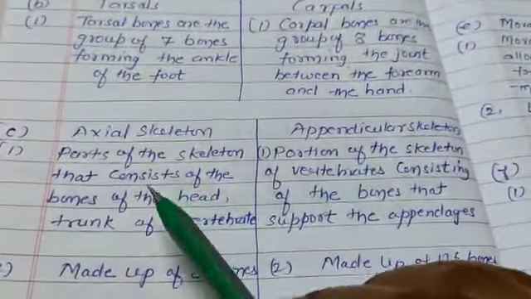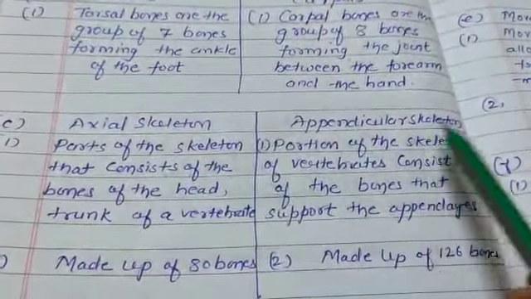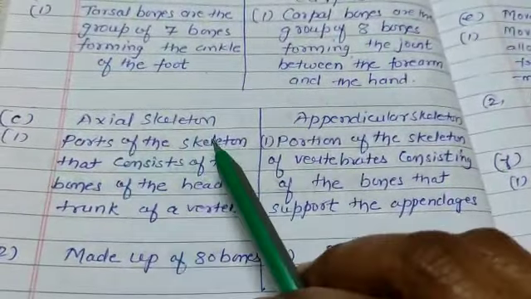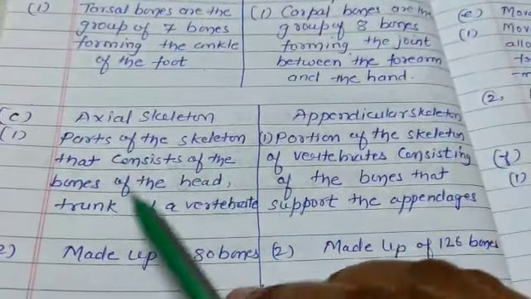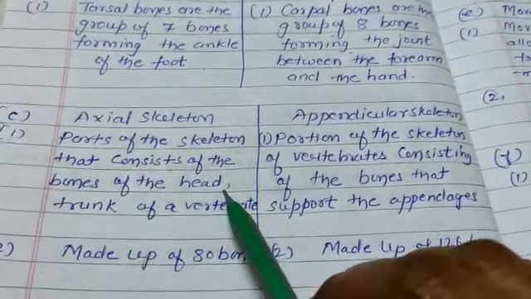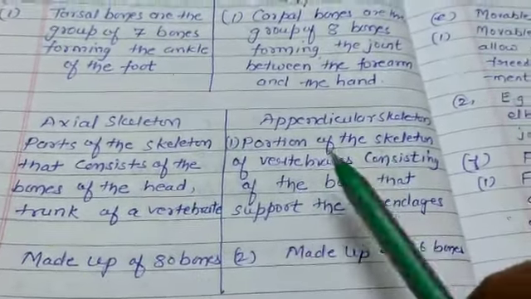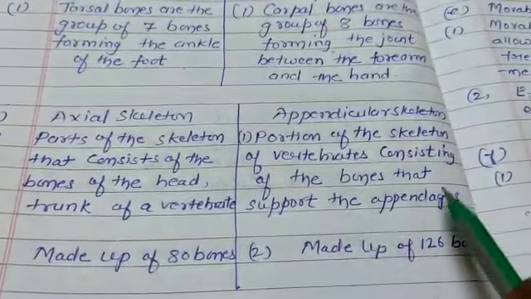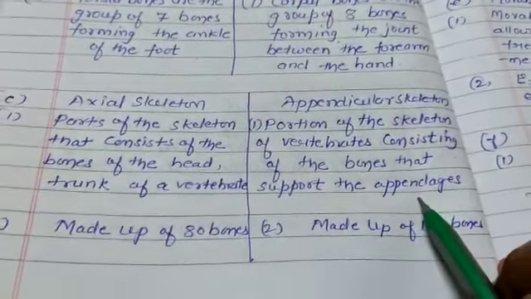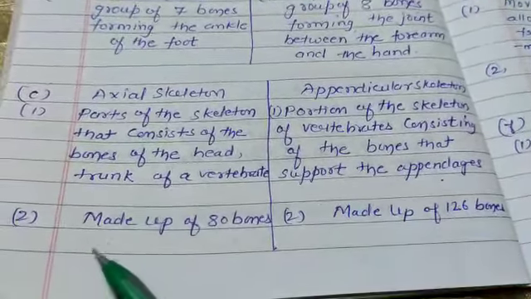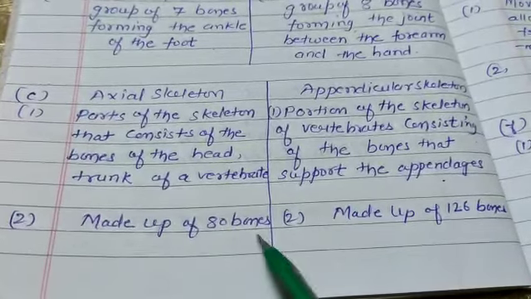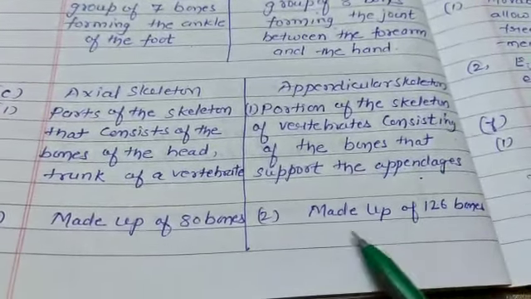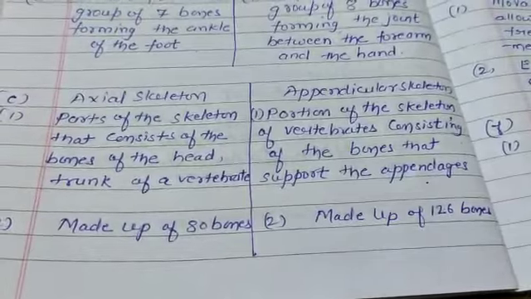Then axial skeleton, appendicular skeleton. Axial skeleton में हम देखेंगे parts of the skeleton that consists of bones of the head, trunk of the vertebrae. Then portion of the skeleton of vertebrates consisting of the bones that supports the appendages. Then here these are made up of 80 bones and appendicular skeleton made up of 126 bones.